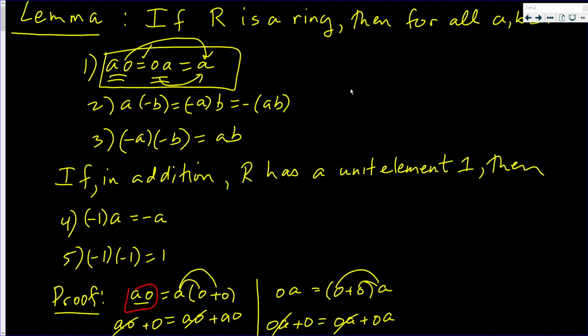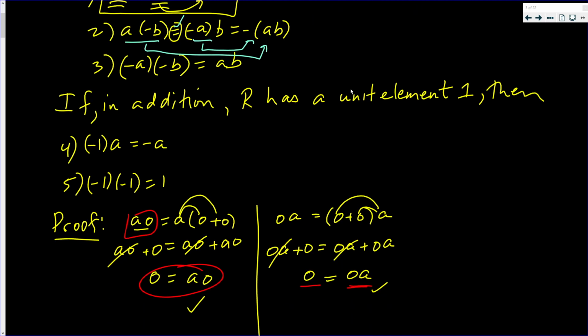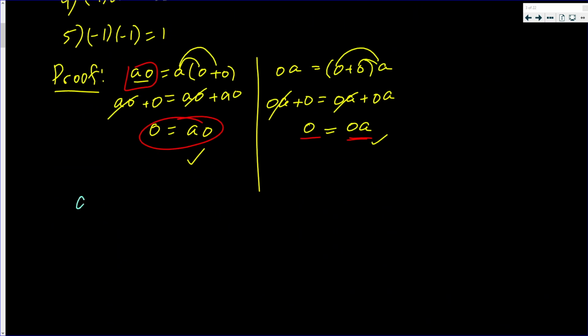Now, we're going to have a similar thing with number 2. I'm not going to really show that a times negative b is equal to negative a times b, but rather I'm going to show that this equals negative ab and this equals negative ab, which implies that that equal sign is valid. Okay, so a times negative b, is this negative ab?